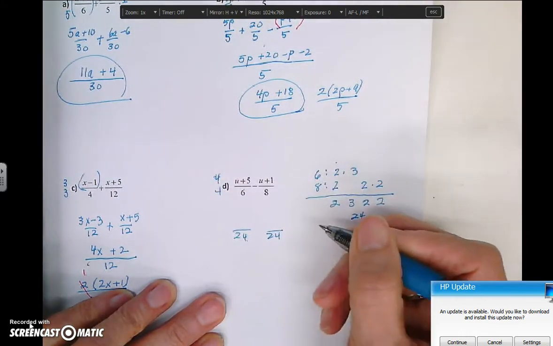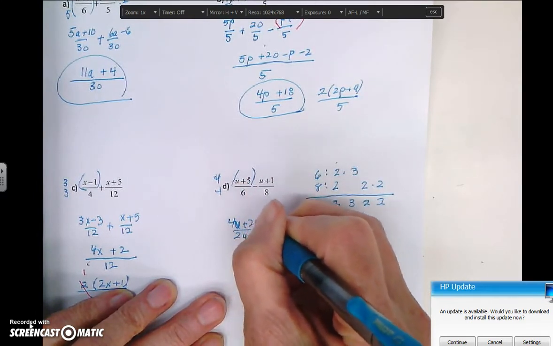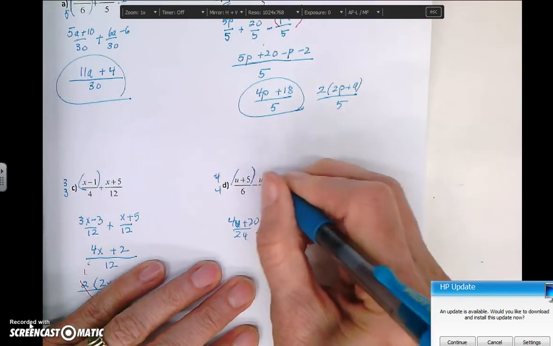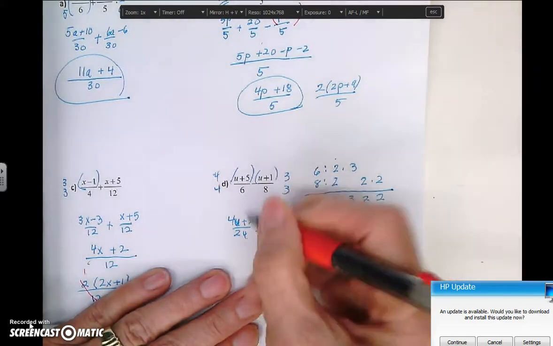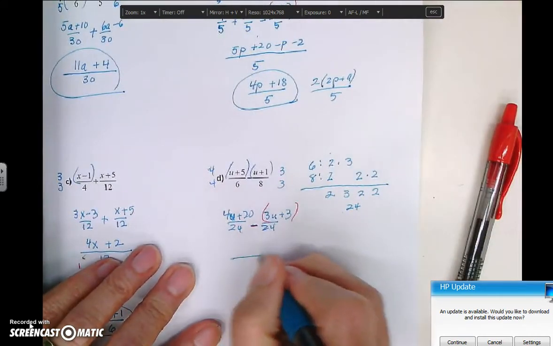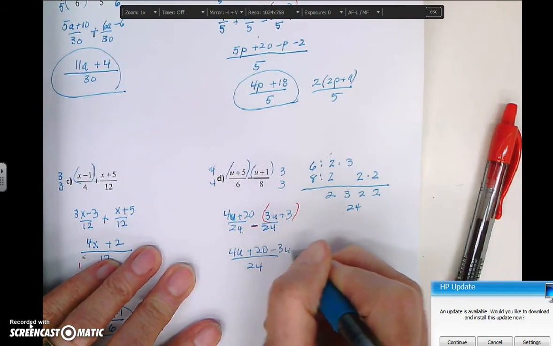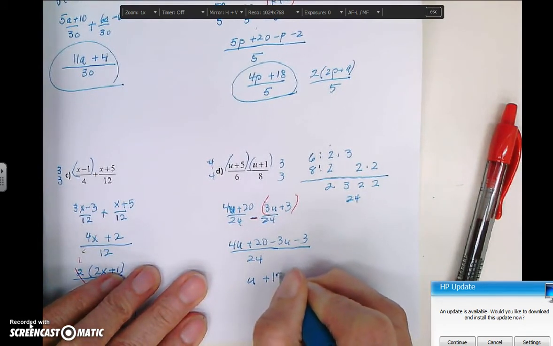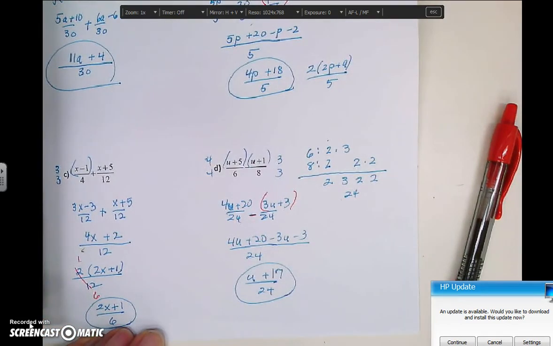So my first one I'm going to multiply by to get a 24 is going to be 4 over 4. So parentheses, that's going to be 4u plus 20. This time it's a minus. And then for 8, I'm going to do 3 and 3. So that's going to be 3u plus 3. Now because I do have a subtraction, I'm going to need to distribute through there. And I'm going to have 24. Then I have 4u plus 20 minus 3u minus 3. So that's going to be u plus 17 over 24 for my answer. And it won't reduce.